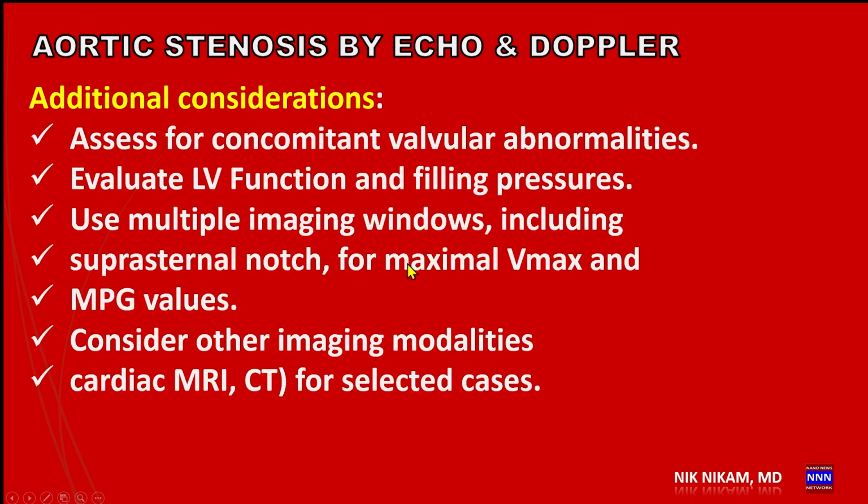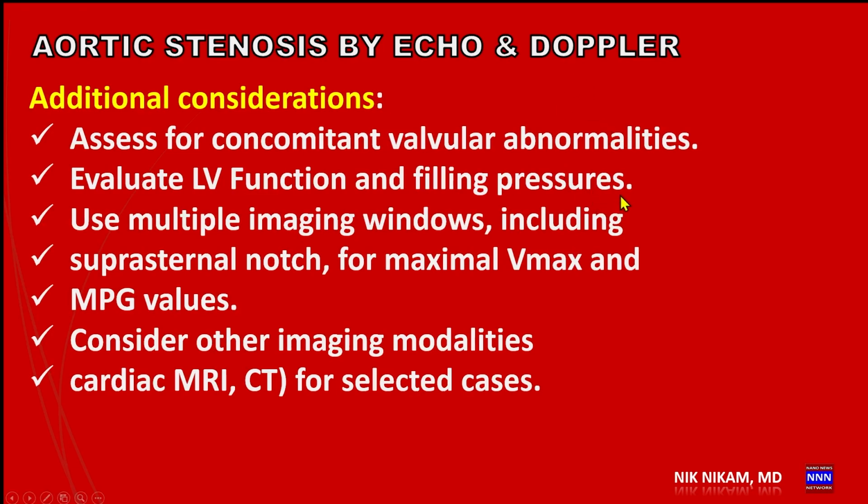Keeping these things in mind, we need to assess concomitant valvular abnormalities, especially in patients with rheumatic heart disease. They may have rheumatic mitral stenosis or tricuspid stenosis, and there may be associated mitral regurgitation also. Elevated left ventricular filling pressures are an important thing, and patients with aortic stenosis may also have stiff ventricles which are hypertrophied, which can lead to diastolic dysfunction, and measuring all the parameters of diastolic dysfunction is exceedingly important in evaluating the overall significance of the aortic stenosis.